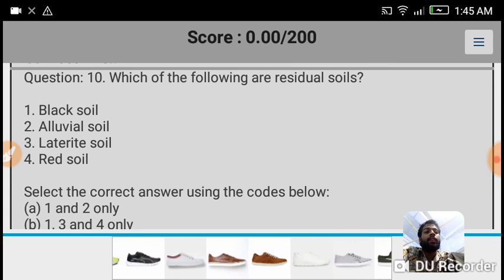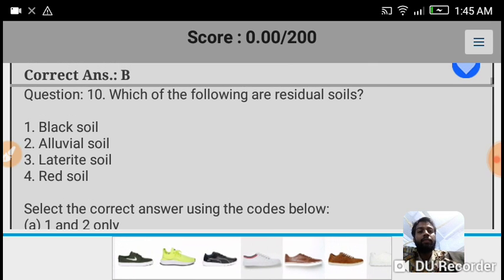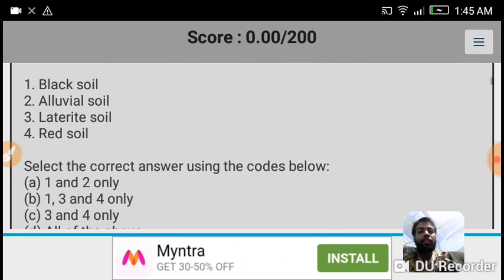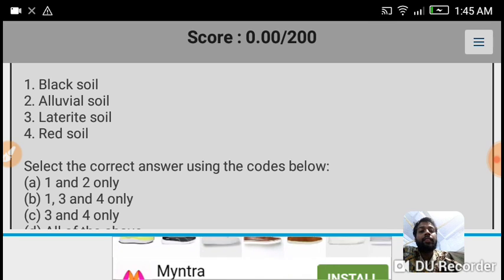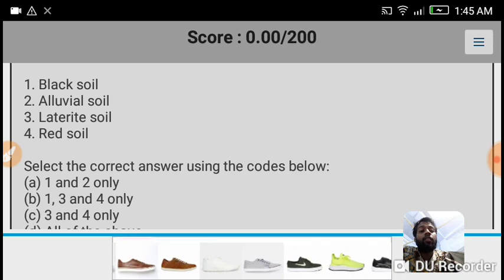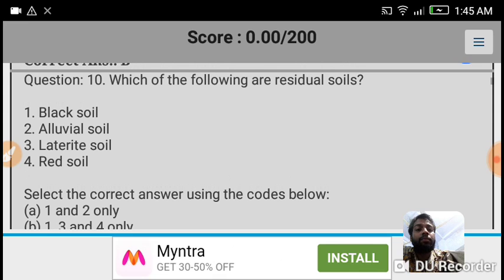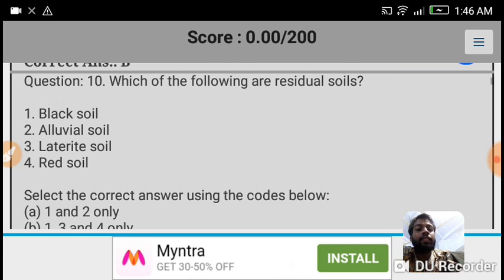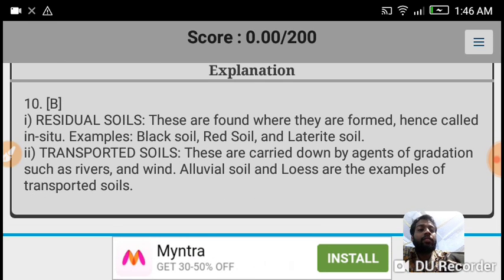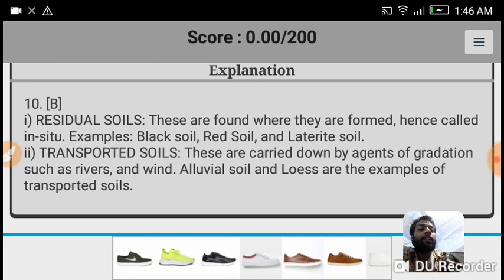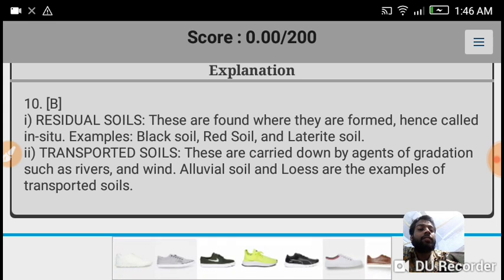So, which of the following are residual soils? Black soil, lateritic soil, and red soil are all residual soils, but alluvial soil is not residual soil. So B is correct: 1, 3, and 4. Black soil, laterite soil, and red soil are residual soils; alluvial is not. Residual soils are found where they are formed, hence called in situ. Examples: black soil, red soil, and laterite soil.